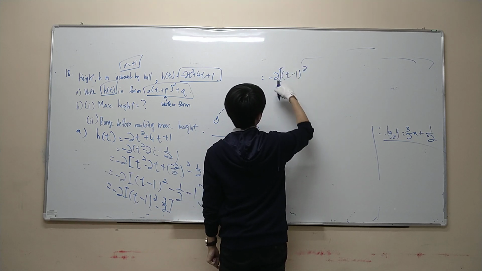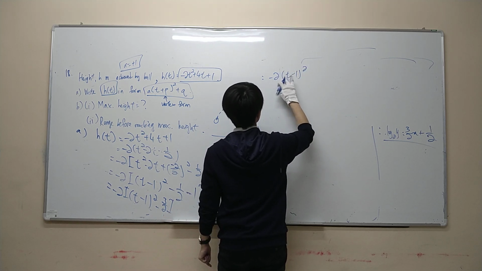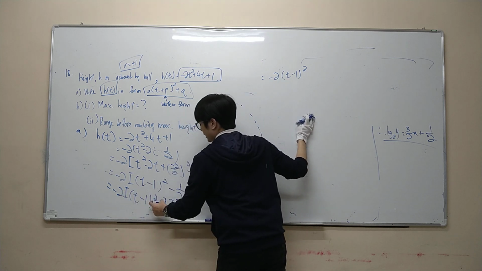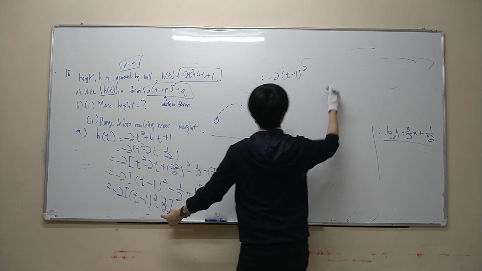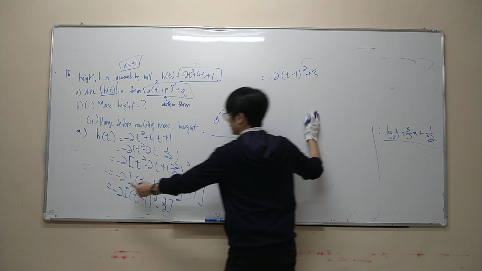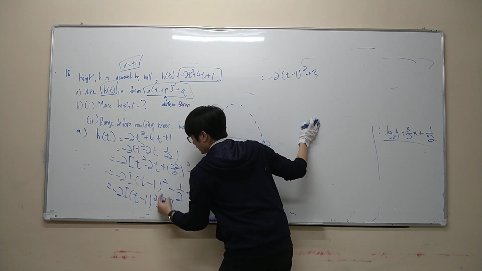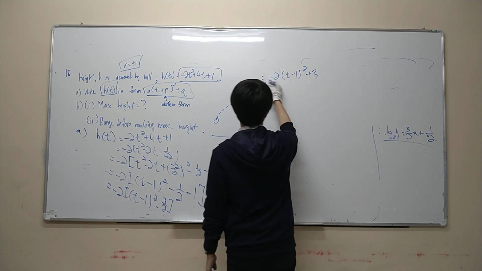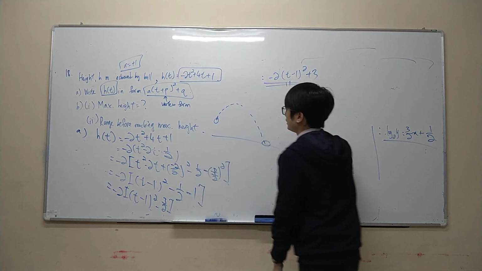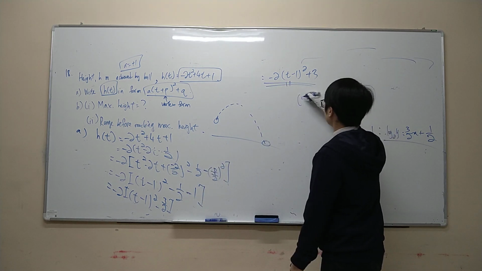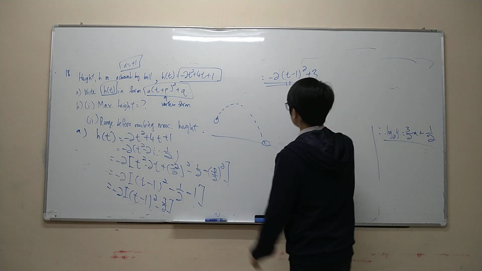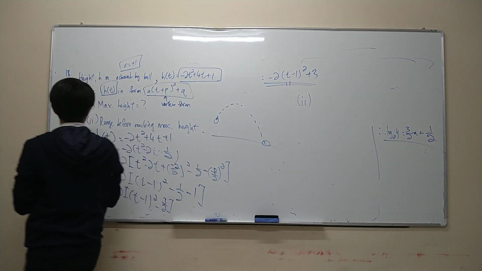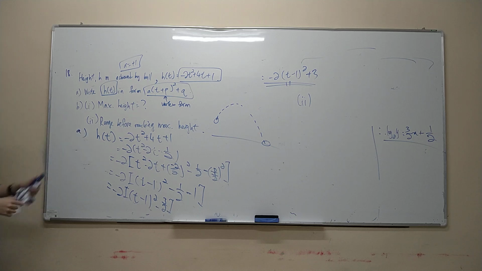Can you see I never write this anymore? Because I already took the negative 2 and expanded it inside. So what's negative 2 times negative 3 over 2? It will be plus 3 here. Right? Because you take the whole negative 2 multiplied by negative 3 over 2. So it becomes plus 3. So it's done. That's the answer for A. Okay? That's the answer.